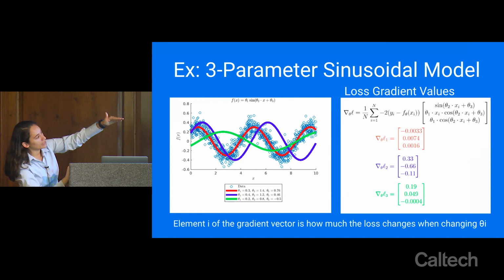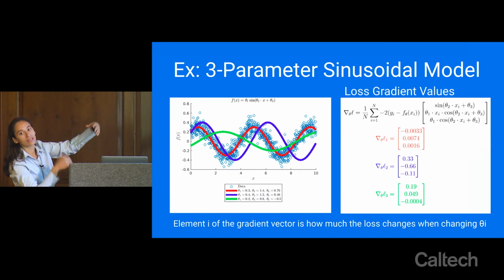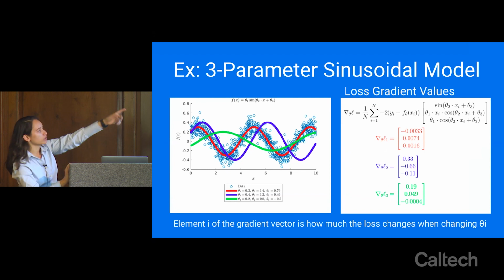And so when we're looking at the red or the blue or the green, that's just what happens when you plug in the values for the theta that you're looking at. What are the values that you're actually getting? Of course, summed over all of the training examples n. So within these vectors, each element of this gradient vector is how much the loss changes when you wiggle that theta i.